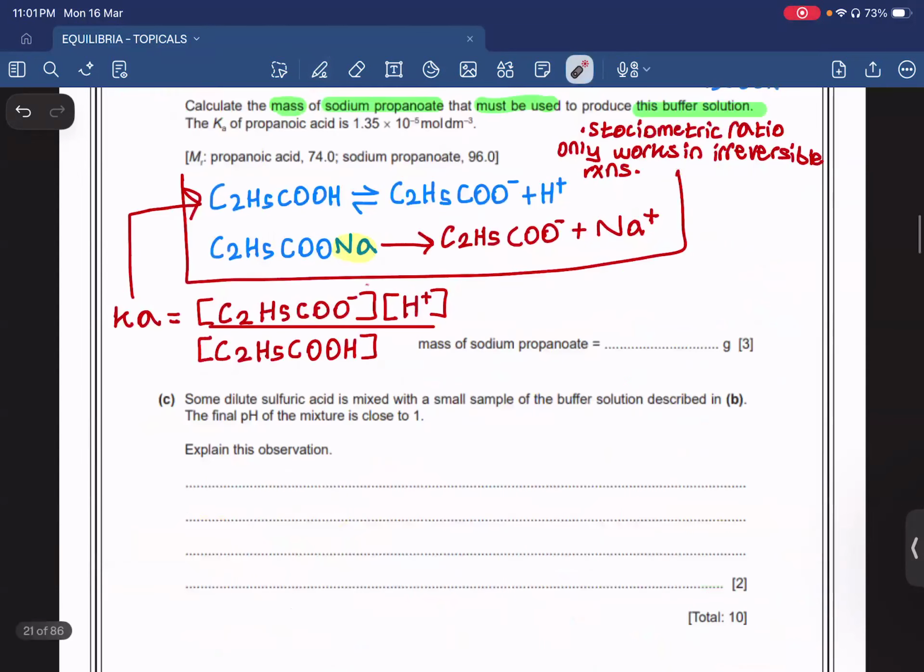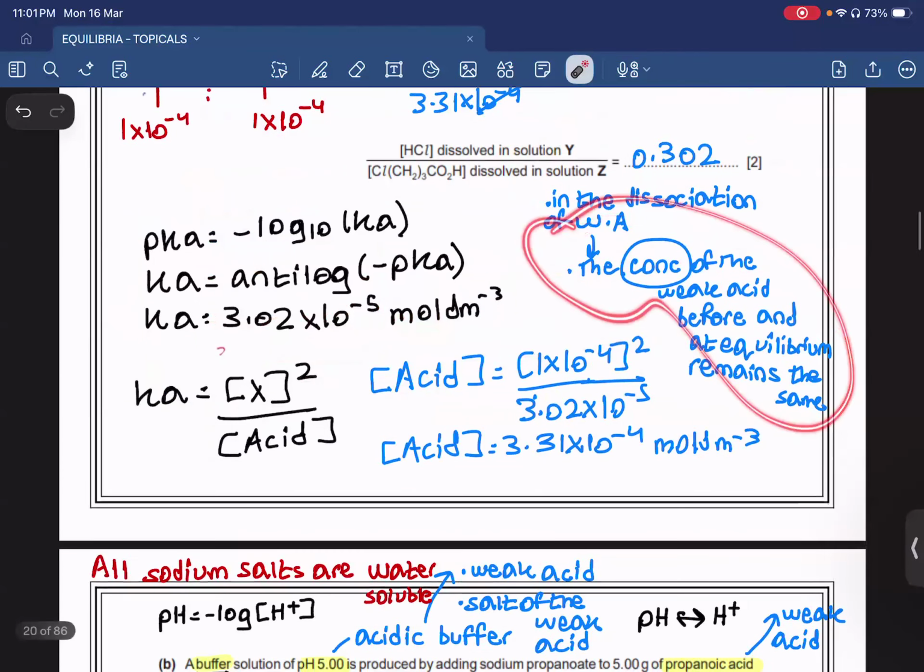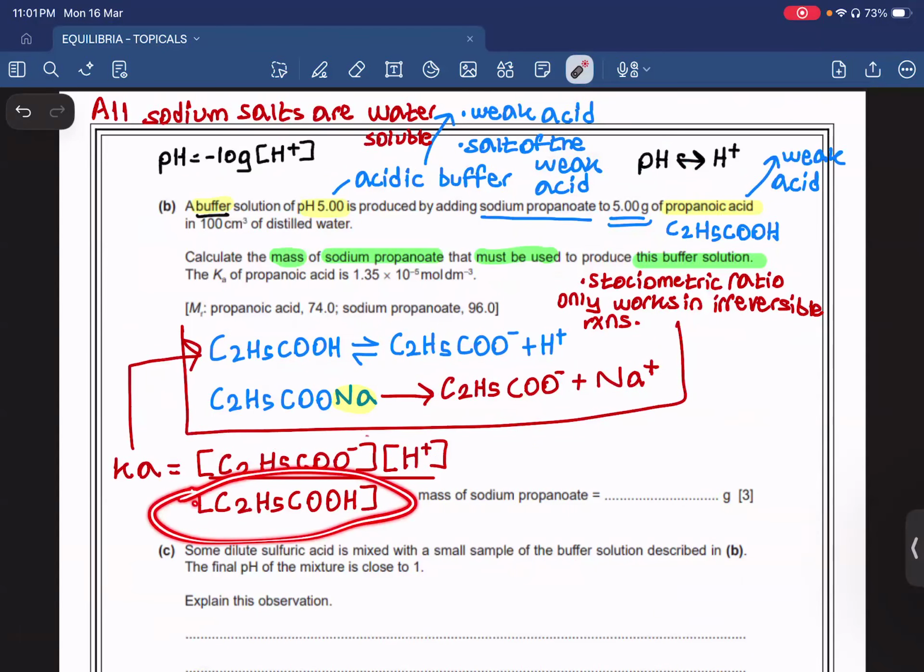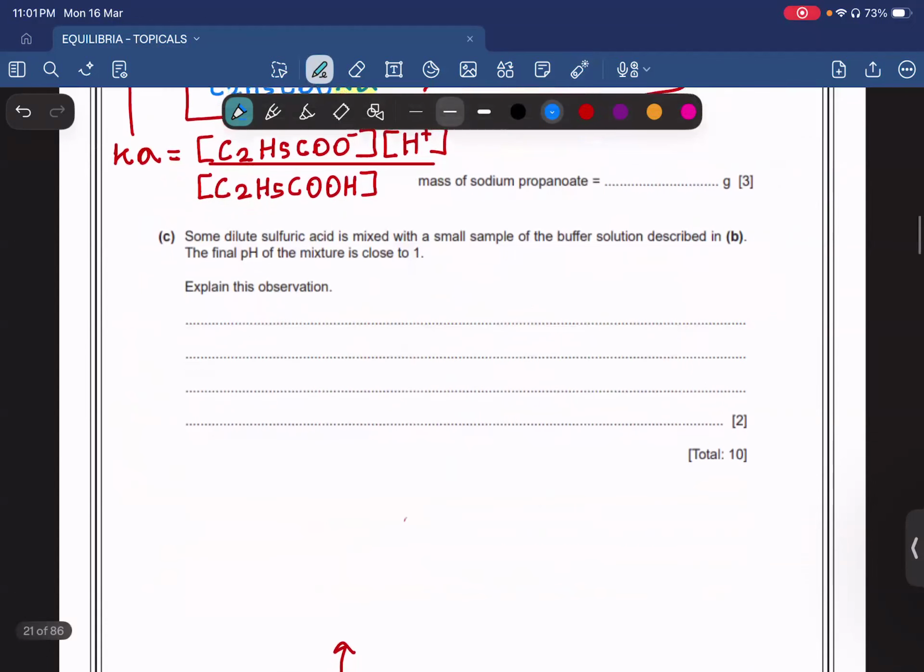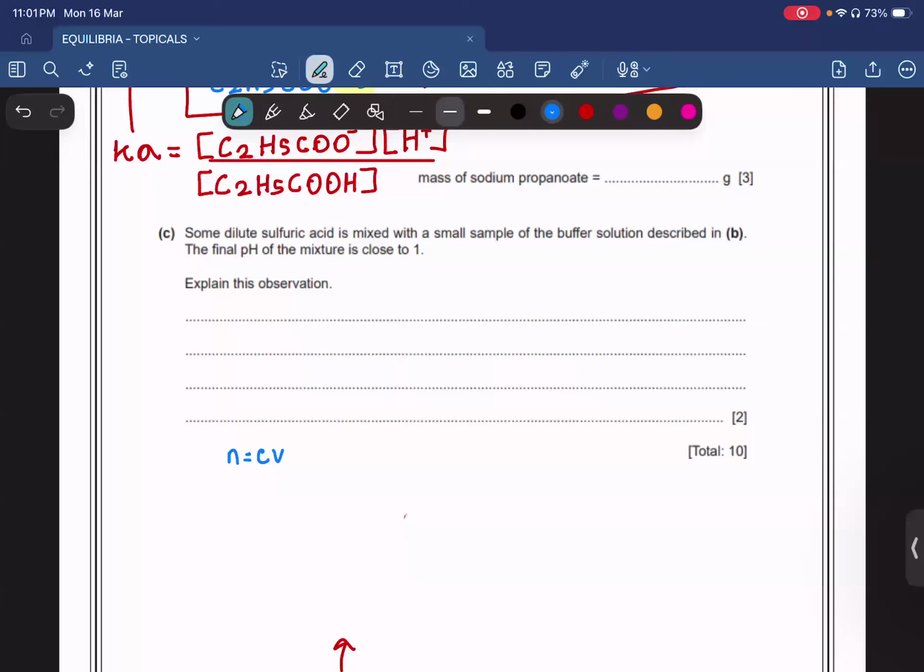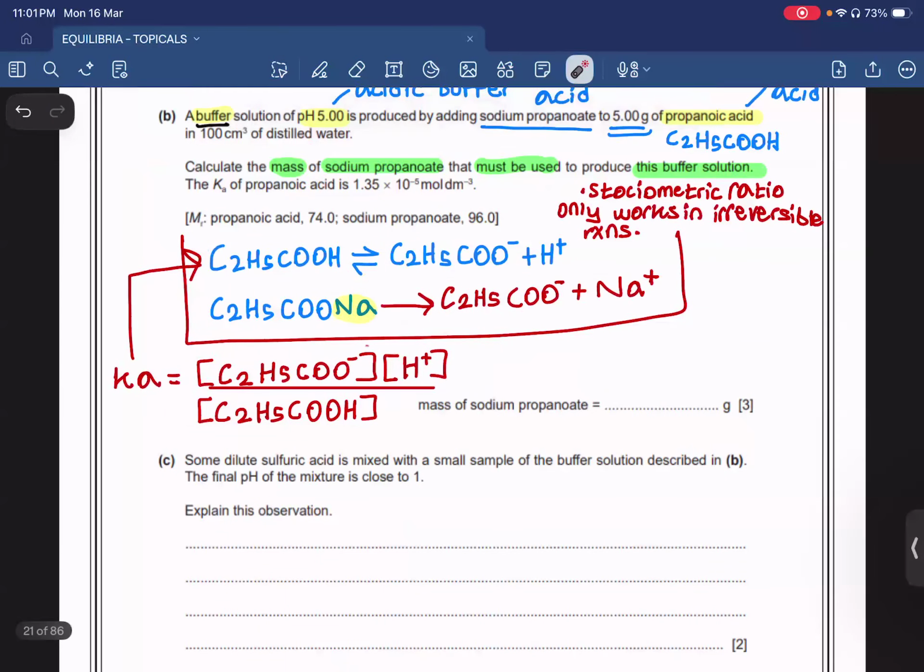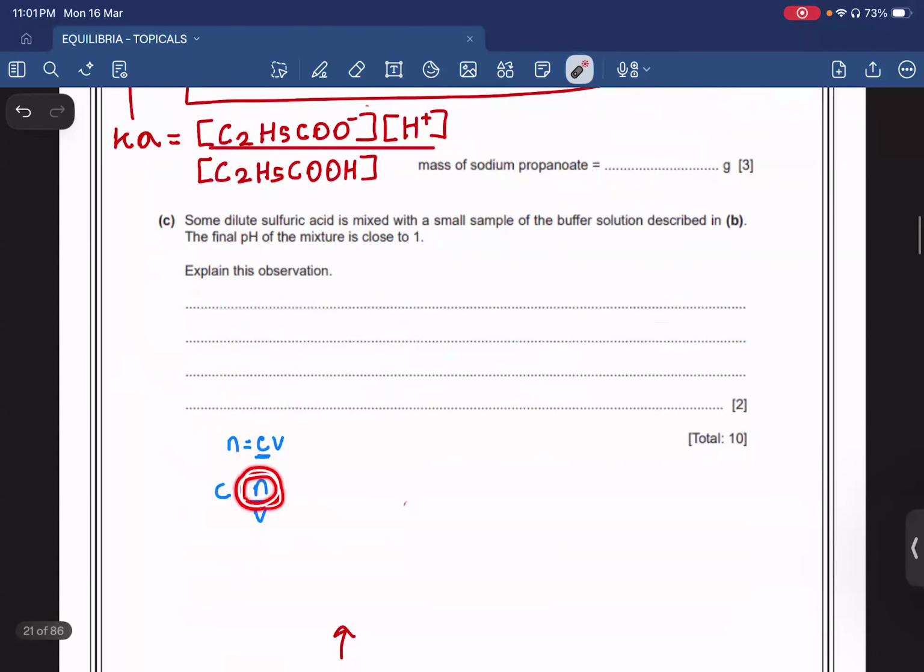So here, I agree. This is an equilibrium constant. So shouldn't we use the concentrations at equilibrium? Yes, but remember what we just talked about 2 seconds ago? The concentration of this at equilibrium is going to be the concentration of this at the very beginning. So let's see if we are given this concentration. We're given the mass and we're given the volume. Okay, interesting. Let's see. So to get the concentration, you use this formula, right? n equals CV, makes C the subject, so C becomes equal to n divided by V. Now we have the volume, but do we have the number of moles of propanoic acid?